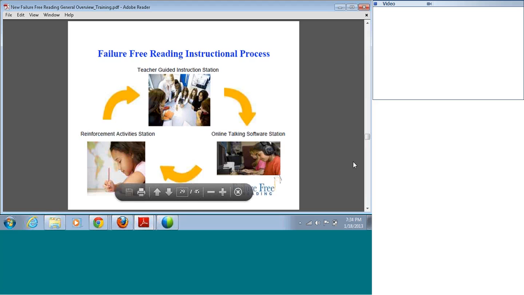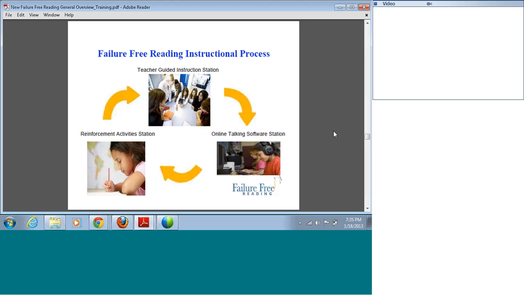All right, so once you've completed the assessment process, now we move into instruction. What are we going to do with our students on a day-to-day basis? What instruction looks like is this small group teacher-guided instruction station, or the small group scripted lesson. And then from there, it's going to go on to the online talking software. We're going to go to the computer activities. And then from the computer, we're going to move on to the independent activities, the reinforcement activities. And the goal is for all of these to be introduced on a daily basis.